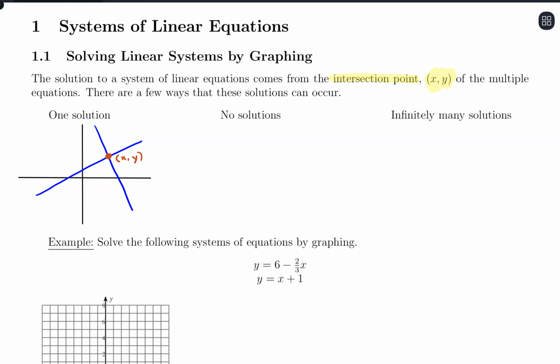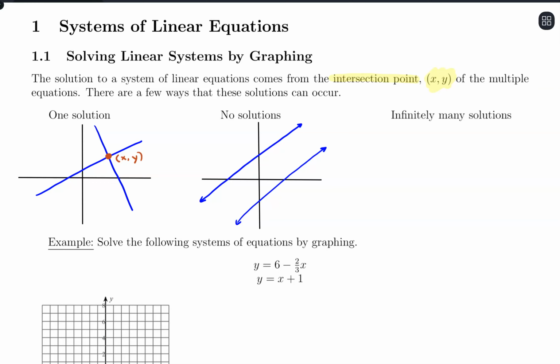We could have cases where there are no solutions, and what will happen there is as we graph these two linear equations, they're going to end up parallel to each other. So same slope, but different y-intercepts. But that just means that they never intersect with each other. And so with that, there would be no solutions because there's no intersection.